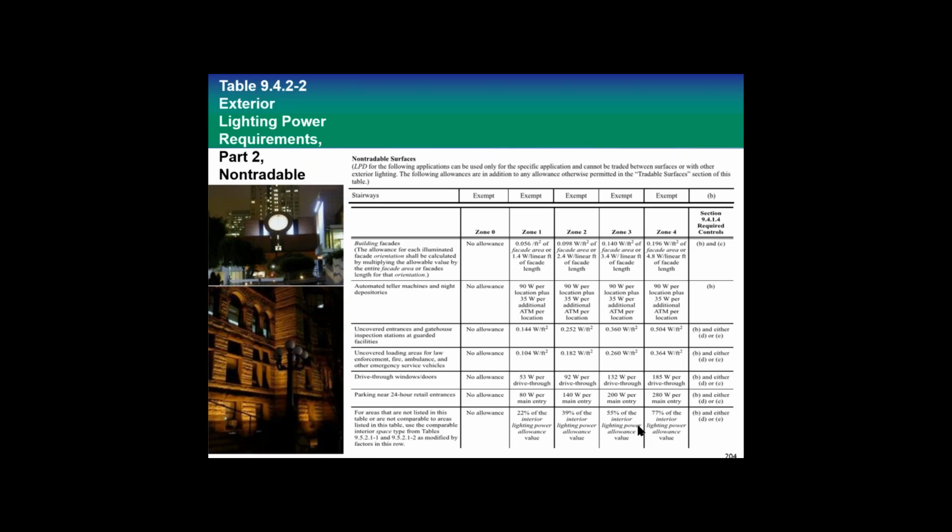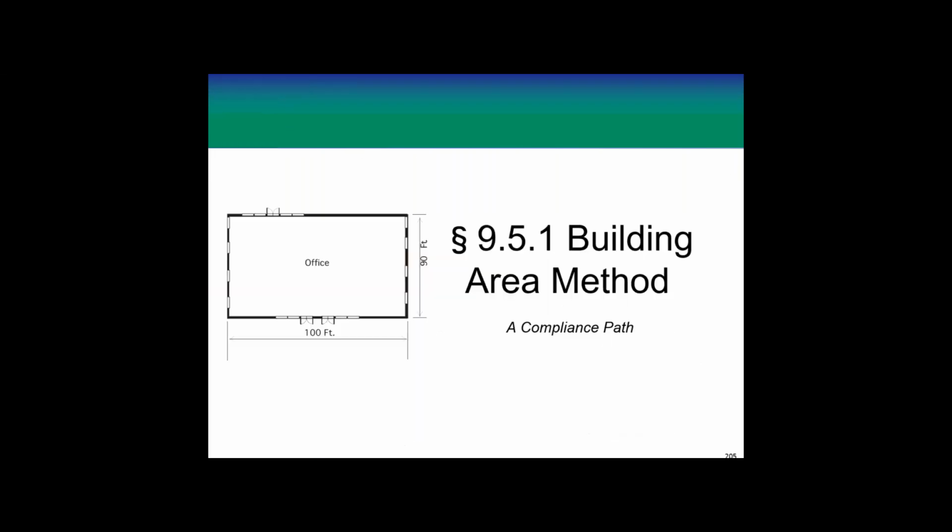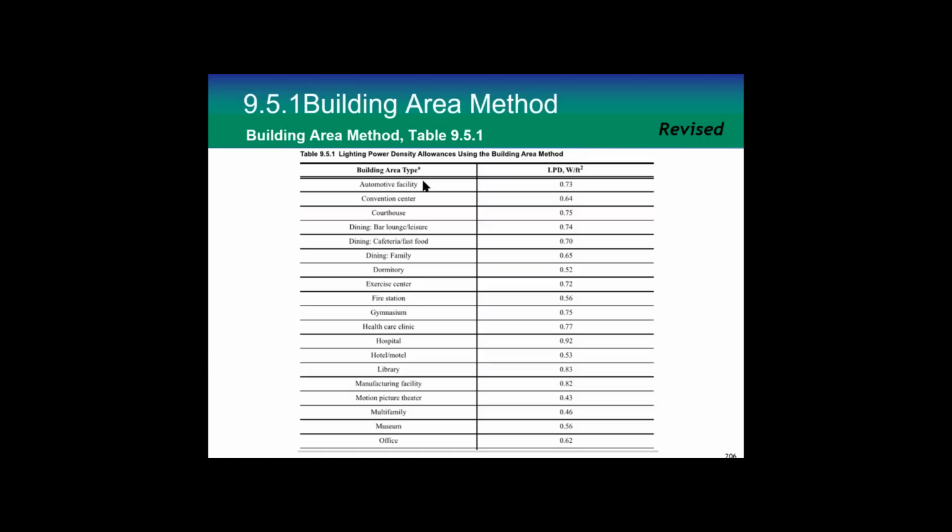All right. So then we'll go to the interior. The first kind is called the building area method. It's for whole buildings. So if you have a dormitory, you can use 0.52 watts for the whole building. And then you're through. It's pretty easy, right?